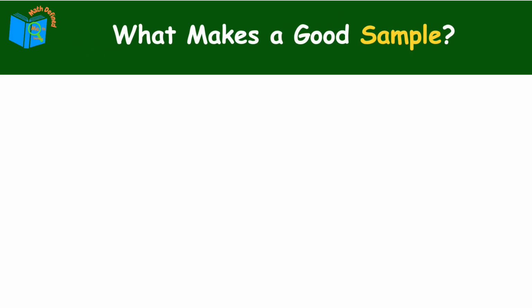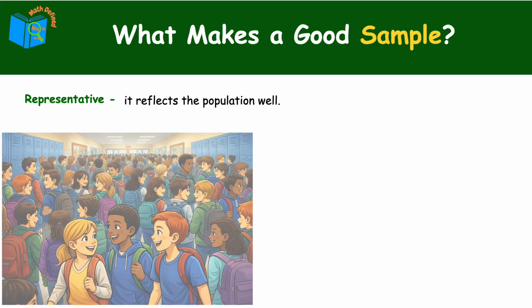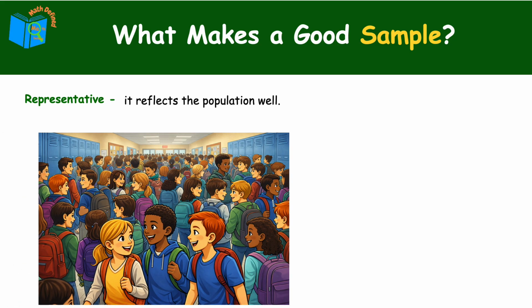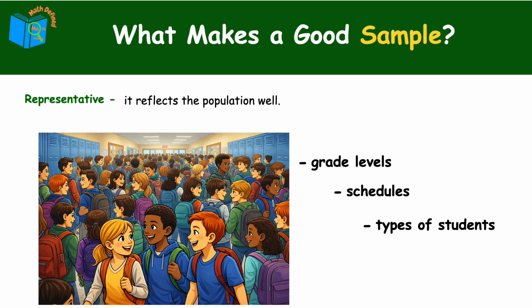Here's another important idea. A sample is more useful when it is representative. That means it reflects the population well. A representative sample includes the kinds of people or objects that make up the whole group. If the population is all students in a school, then a representative sample should include different grade levels, different schedules, and different types of students, not just one small group.